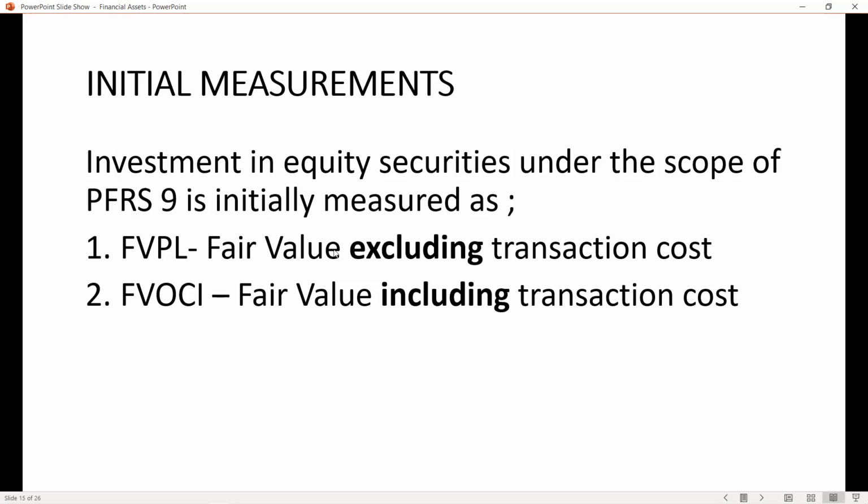Ano ibig sabihin nitong fair value excluding transaction cost? Ibig sabihin, hindi mo i-include sa amount na yun yung transaction cost. Kasi kapag bibili ka naman ng equity security, may transaction yun. So, titingnan natin sa example kung bakit siya i-exclude. And under FVOCI naman, fair value including transaction cost. So, anong mangyayari dito kay transaction cost? Magiging expense siya dito kay FVPL. Pero kay FVOCI, i-add mo siya doon sa amount ng equity security.